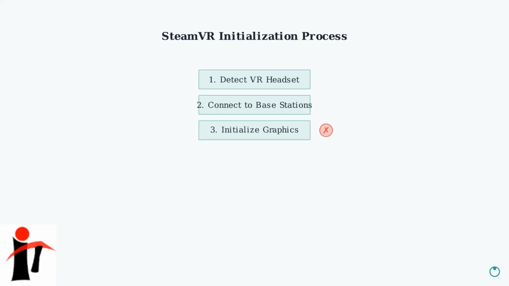Think of it as a conversation where SteamVR is trying to talk to your hardware, but something is blocking or interfering with that communication. The error typically occurs during SteamVR's initialization phase. This is when the software attempts to establish connections with your VR headset hardware, tracking base stations, graphics processing units, audio devices, and motion controllers.